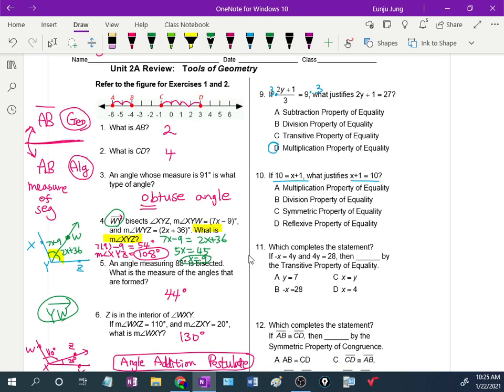How many things do you see? 1, 2, 3, 4. That's how you count. How many same things do you see? 2 things, right? 10 and x plus 1.